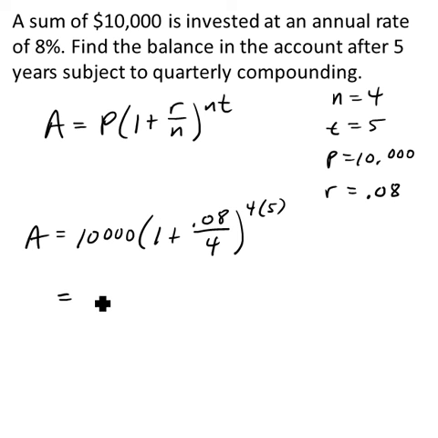So just to write a couple more steps in here, do what's inside the parentheses first, and that gives you 1.02. Go ahead and multiply your exponents. 4 times 5 is 20. So again, up next would be your exponent, so make sure you do the 1.02 to the 20th power and then times 10,000. And since we're dealing with money, we're going to round to the nearest cent. So you need to look out to that third decimal place to figure out how that affects the second decimal place. So that comes out to $14,859.47.